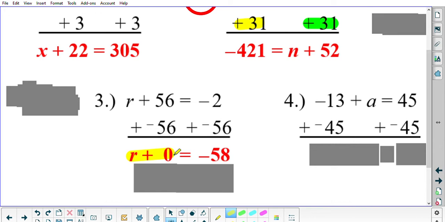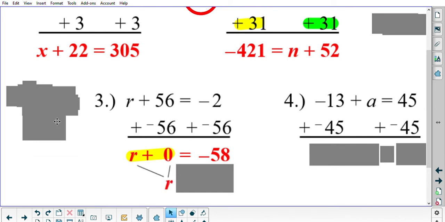Isn't it true that anything plus 0 is just itself? Like 5 plus 0 is 5. 20 plus 0 is 20. 1,000 plus 0 is 1,000. Well, then R plus 0 can become just R. Even though I have no clue what R actually happens to equal, well, actually, I will find out what it equals because the negative 58 is not going to change.